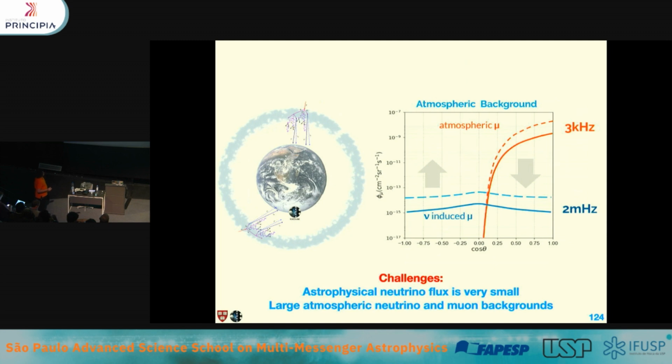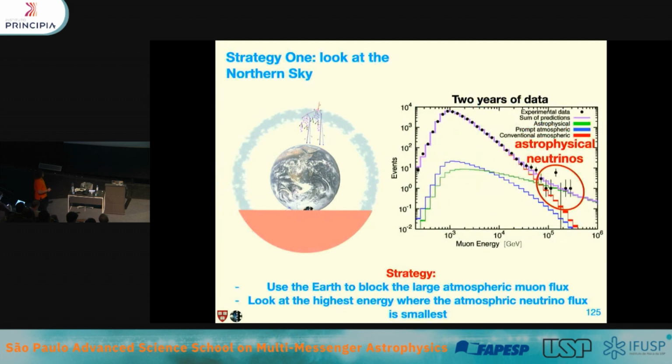So one solution is, well, let's look here. If we look through the planet, you are reduced to only the neutrinos, and the muons that are produced by neutrinos. So you can do that. So strategy number one is to look at the northern hemisphere, or if you are, say, here, look in the direction of the planet. If you look in the direction of the planet, now suddenly all of those 10 to the 9 muons per year are gone. And now I only need to care about the neutrinos.